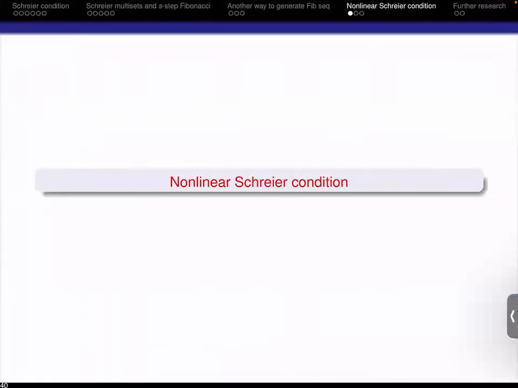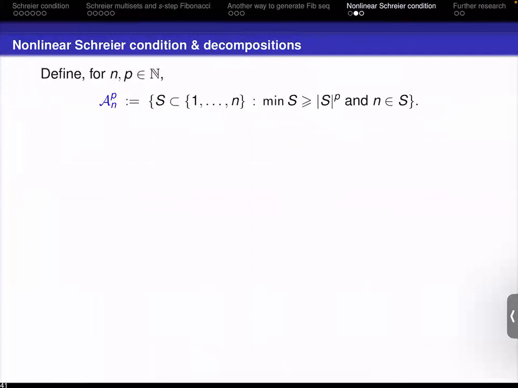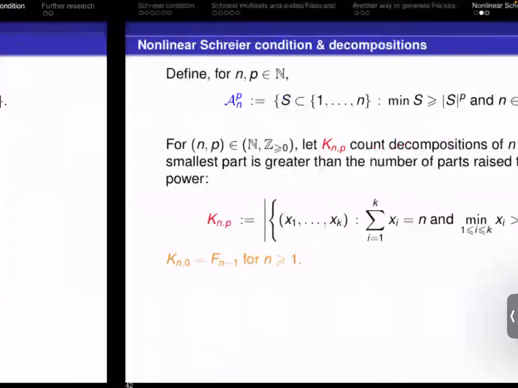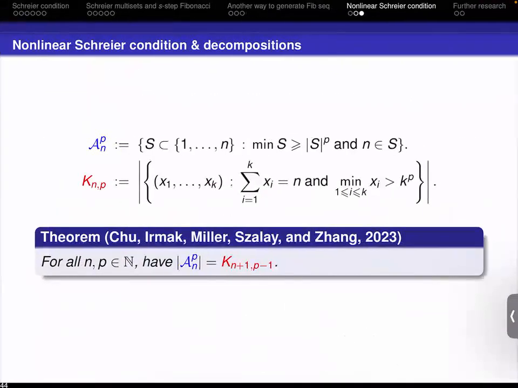I will end very quickly with one last one, a nonlinear condition, which is going to reduce, not surprisingly, if you choose the parameters appropriately, to what we've already been looking at. We're going to look at a set where the minimum element is greater than or equal to something raised to the pth power. So I want to count the number of decompositions of n where the smallest part is greater than the number of parts raised to the pth power. If we take p equals 0, that would just be counting the number of elements, and it should reduce back to the Fibonacci numbers. And not surprisingly, when the dust settles, we get a very similar relationship, where we again have nice formulas to count objects like this.